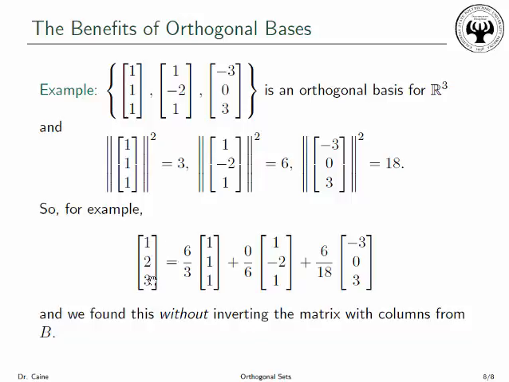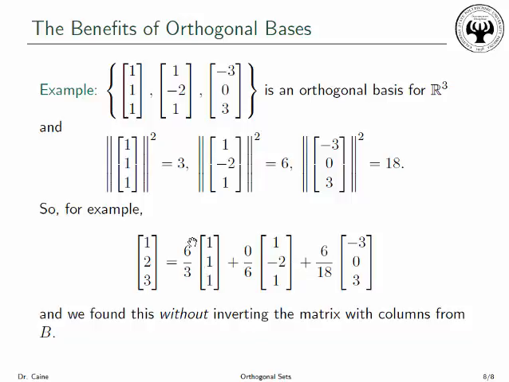So let's just check. If we do 1, 2, 3 dot 1, 1, 1, we end up with 1 plus 2 plus 3, which is, of course, 6. If we do the dot product of 1, 2, 3 with 1, negative 2, 1, we'll end up with 1 minus 4, which is negative 3, plus positive 3, which is 0. And then finally, 1, 2, 3 dot with negative 3, 0, 3 gives us negative 3 plus 0 plus 9, which gives us positive 6.